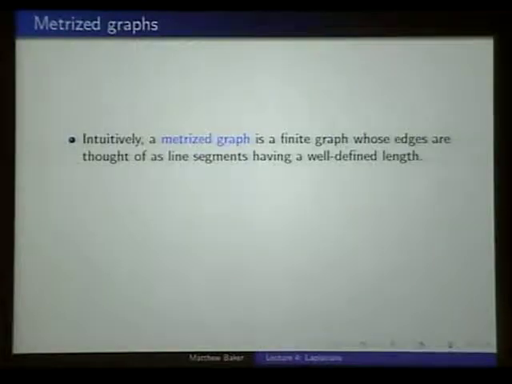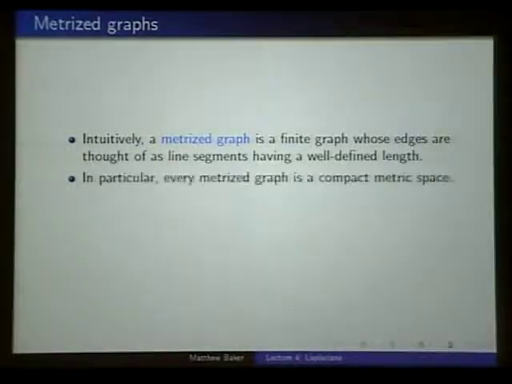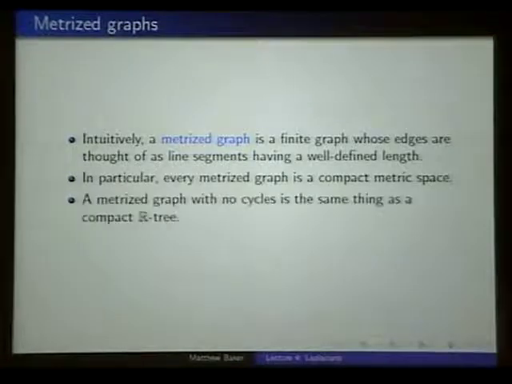So intuitively, a metrized graph is a finite graph whose edges are thought of as line segments having a well-defined length. So I said that already. A metrized graph is a compact metric space. And if it has no cycles in it, then this is the same thing as what I was calling an R-tree, but I'm requiring that they be sort of finite. So a compact R-tree. So metrized graph for this talk will mean a finite metrized graph.